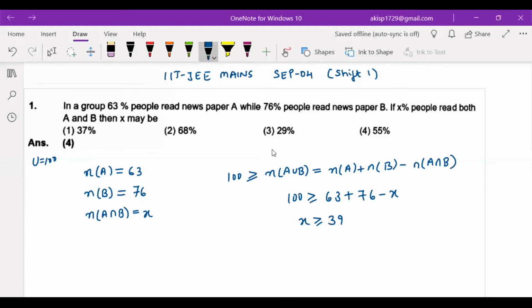Also, one can observe that n of A intersection B is at the most equal to n of A. So this gives us an upper estimate on X. Therefore, I get X is less than or equal to n of A, which is 63. So clubbing these two together, I see that X is between 39 and 63. We took a number, but actually the question is about percentage. So we will have a number which is in between them. Option 4 is a number which is in between them. So option 4 is the answer for this question.